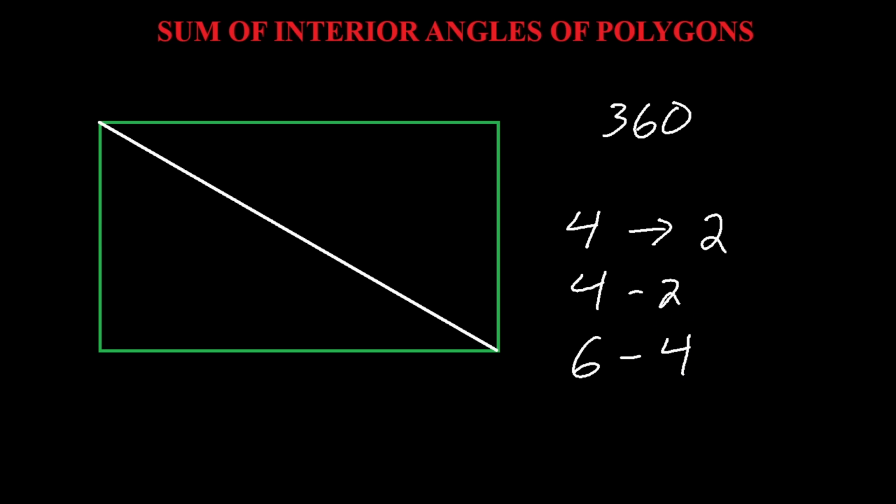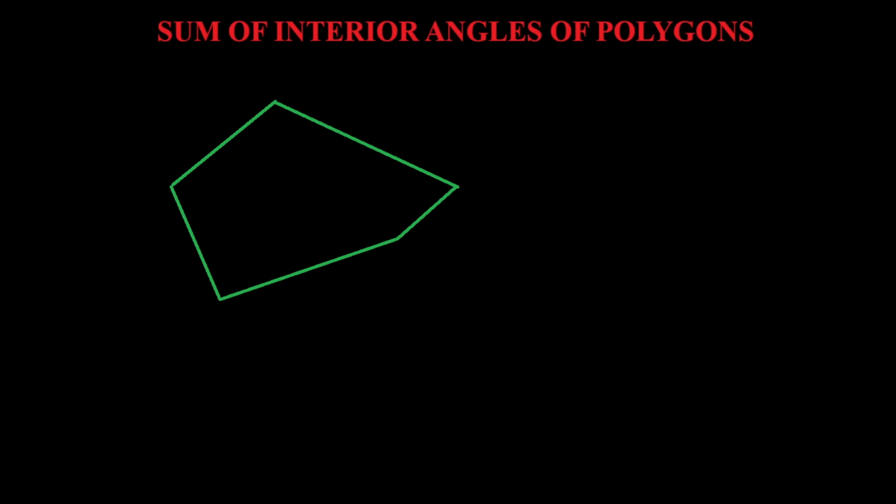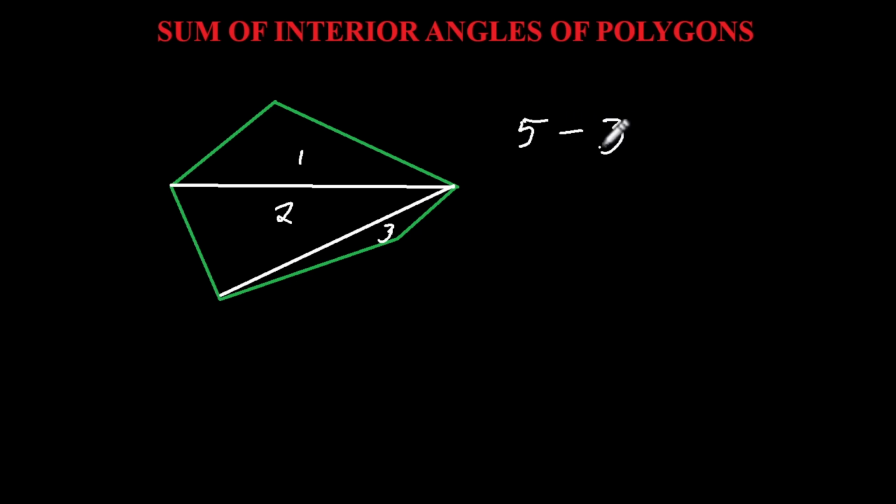Let's try a 5-sided polygon. So here we have a 5-sided polygon, and what we want to do is, again, break the polygon into a number of triangles, and what we have is 3. So we had 5 sides to the polygon. So we're starting to see a pattern here.